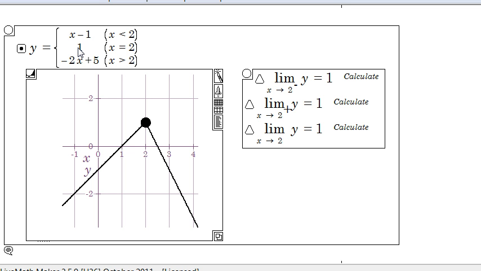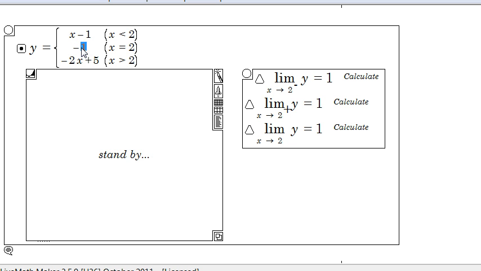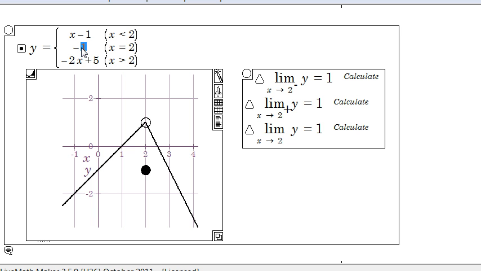But for now, I just want to emphasize the fact you've got left-hand limits, you've got right-hand limits, you've got limits. None of them have anything to do with what's happening at the point. The value at this point is irrelevant when it comes to calculating limits. These numbers don't change.